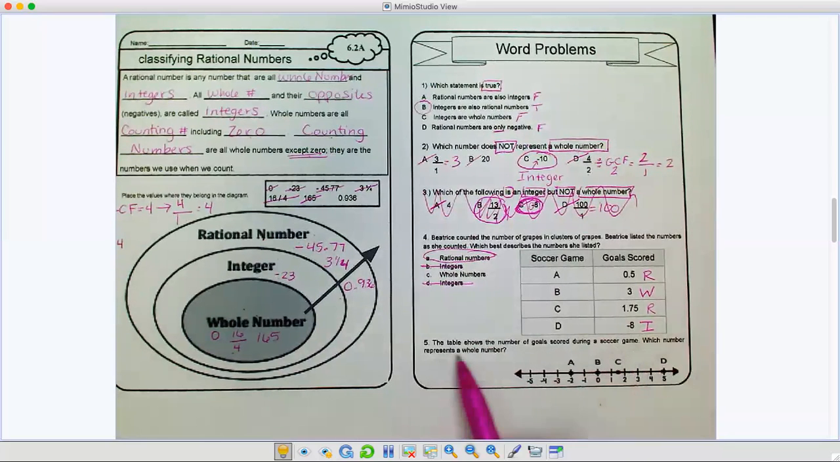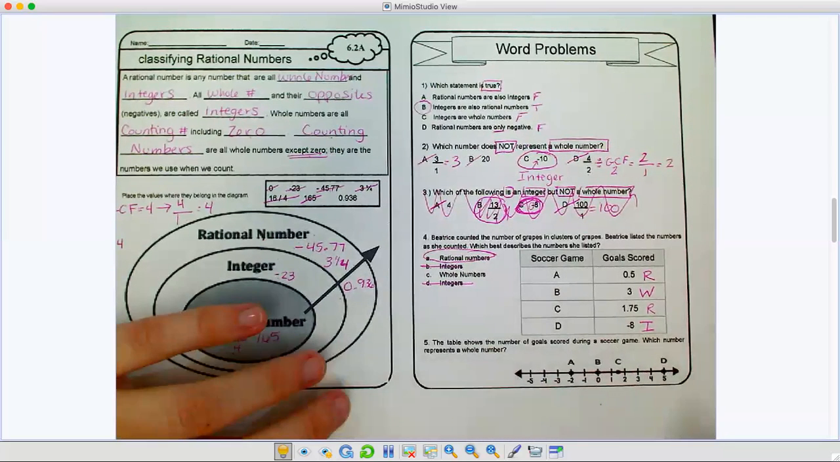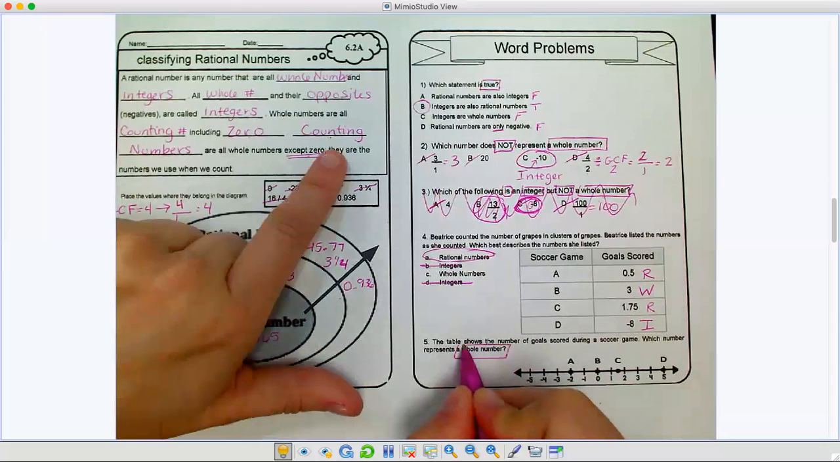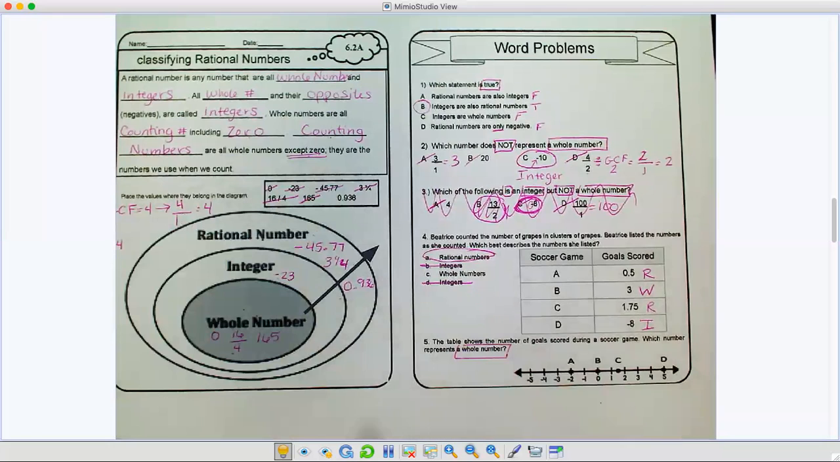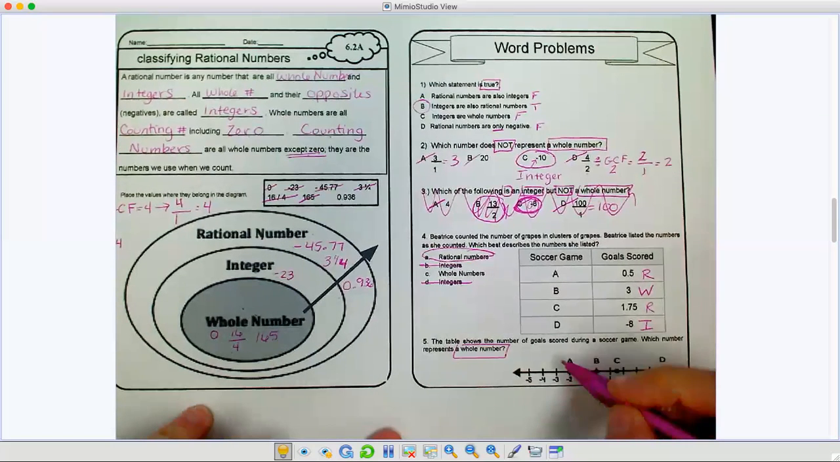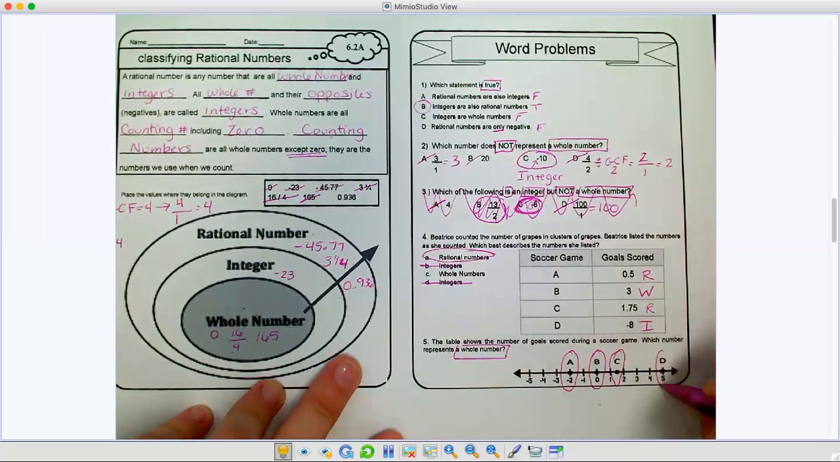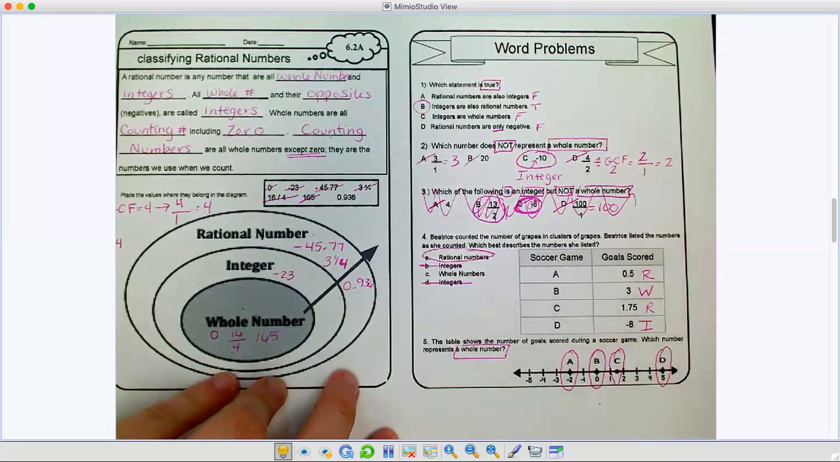Okay. Number 5, the table shows the number of goals scored during a soccer game. Which number represents a whole number? Whole numbers are your counting numbers. That means 0, 1, 2, 3. We do not have negatives, we do not have fractions, we do not have decimals. So if you look at it, that's A, B, C, and D. Okay? We want one that represents a whole number.